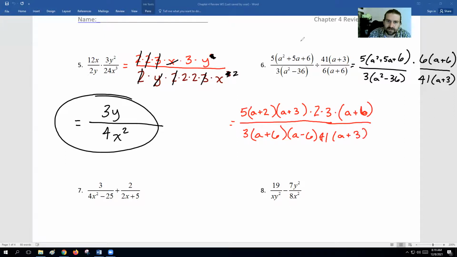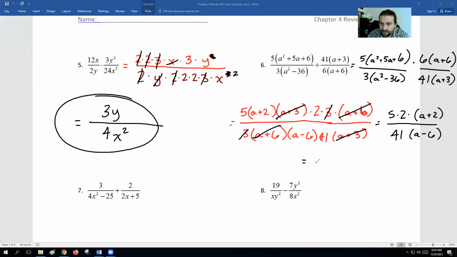Okay, let's start seeing what cancels out. So this a plus 3 is going to cancel out that a plus 3. This 3 is going to cancel out that 3. This a plus 6 is going to cancel out this a plus 6. And is anything left over? No, we got a 2. Okay, so on the top we have a 5, we have a 2, and then we have an a plus 2.